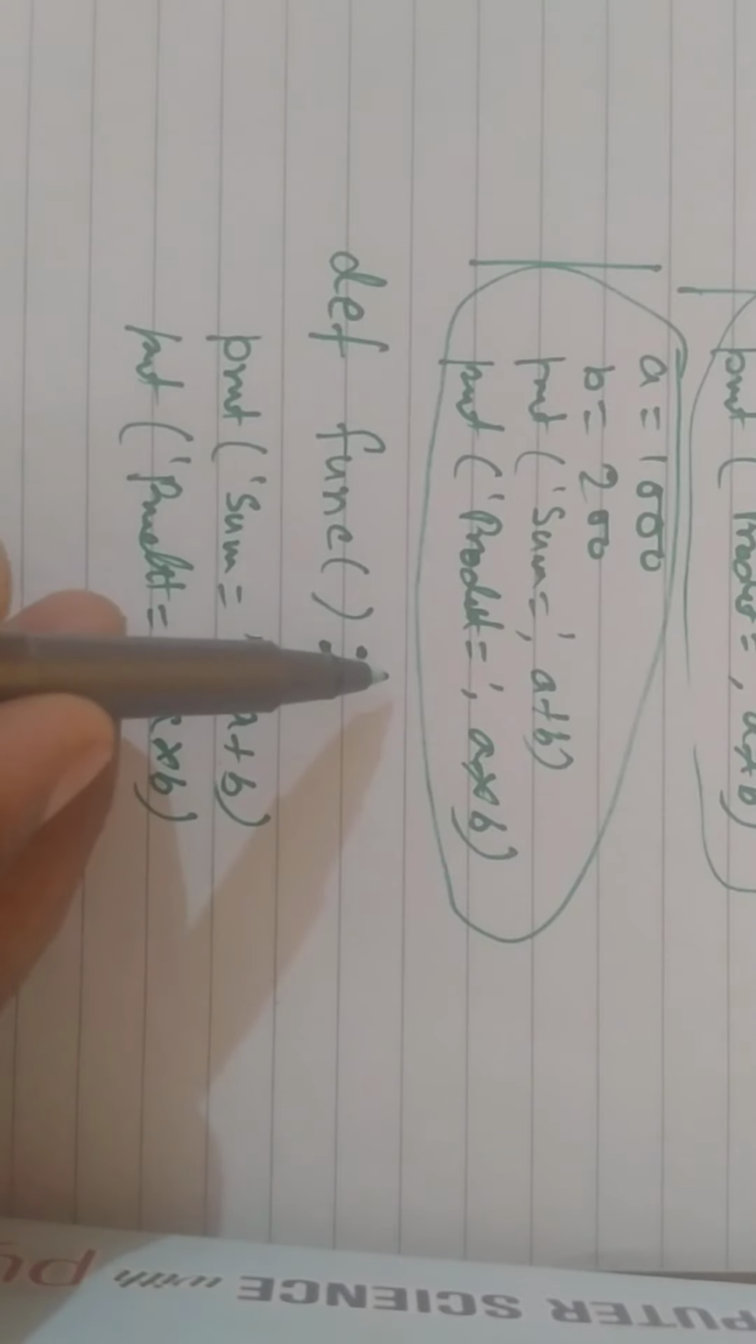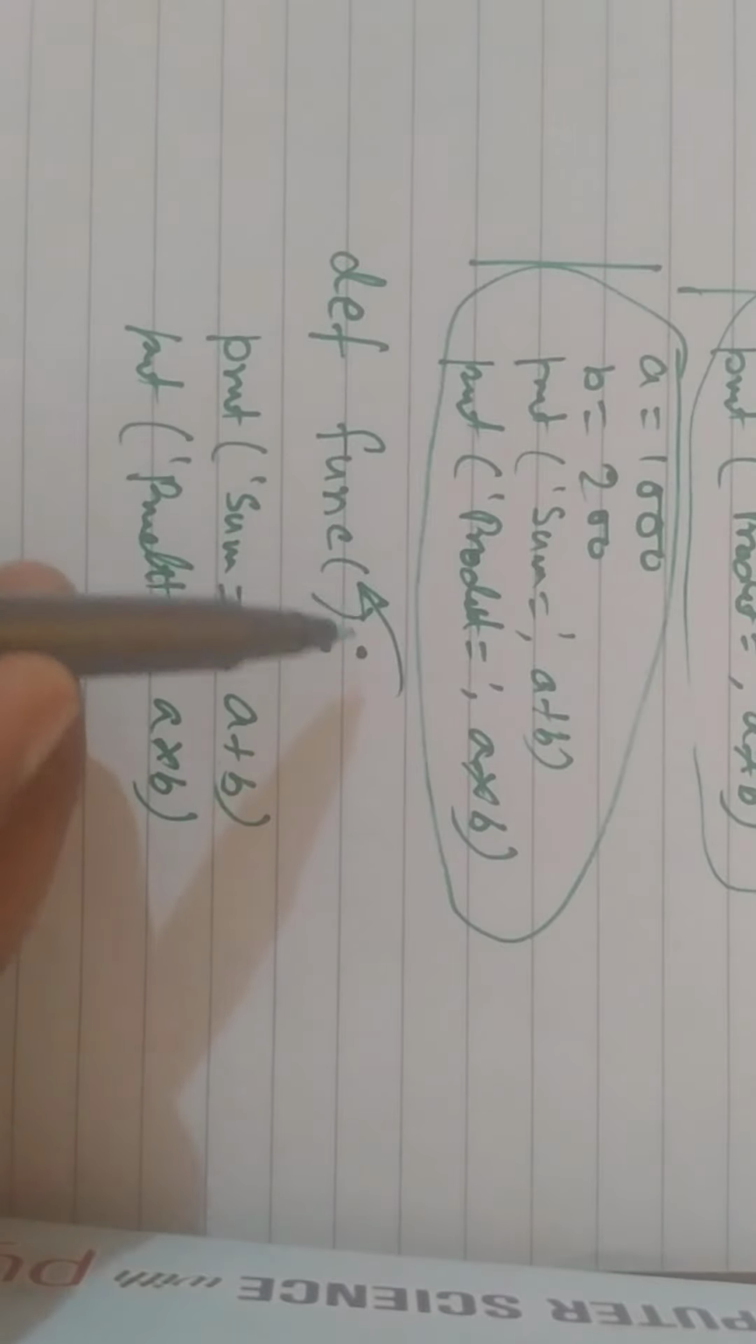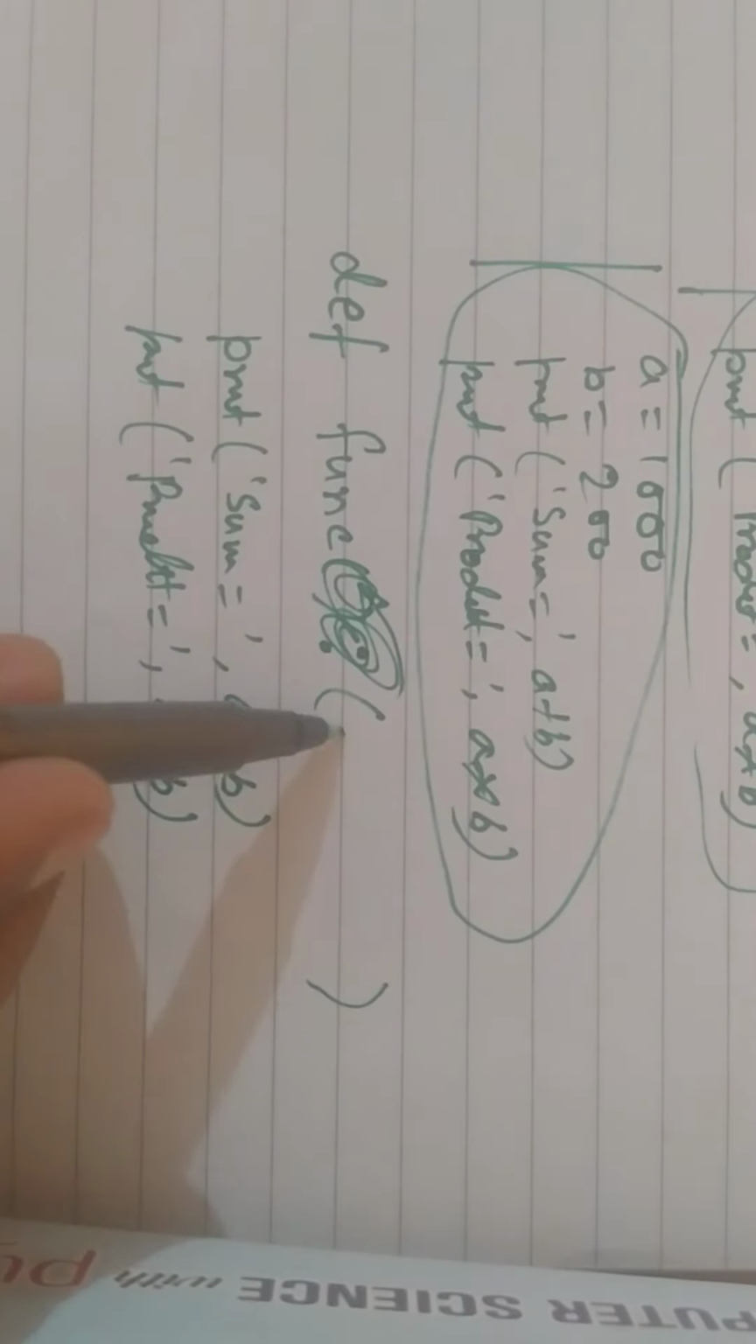There are two ways. Either we can get these through the function parameters, or we can define them here also. But in that case also, the values of a and b have to be changed repeatedly. So we are going to take them here as parameters, a comma b, and then the colon. Now what happened? We have defined a function named func with two arguments a and b, and we are performing sum and product operations on these two, a and b.